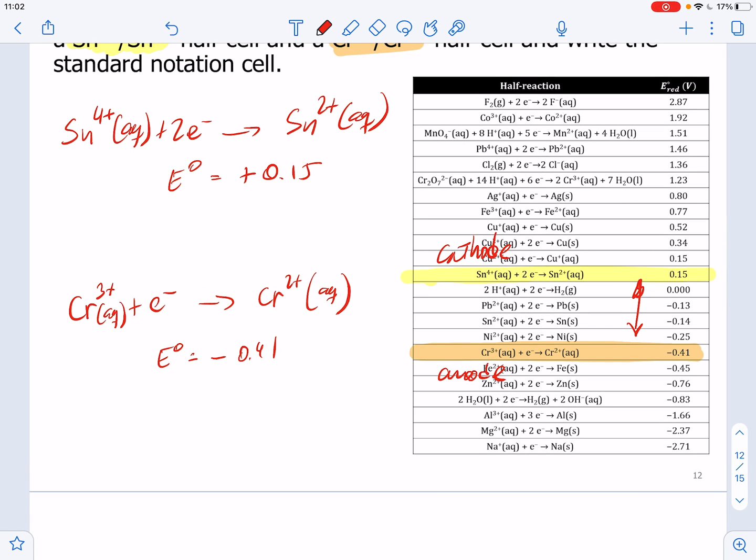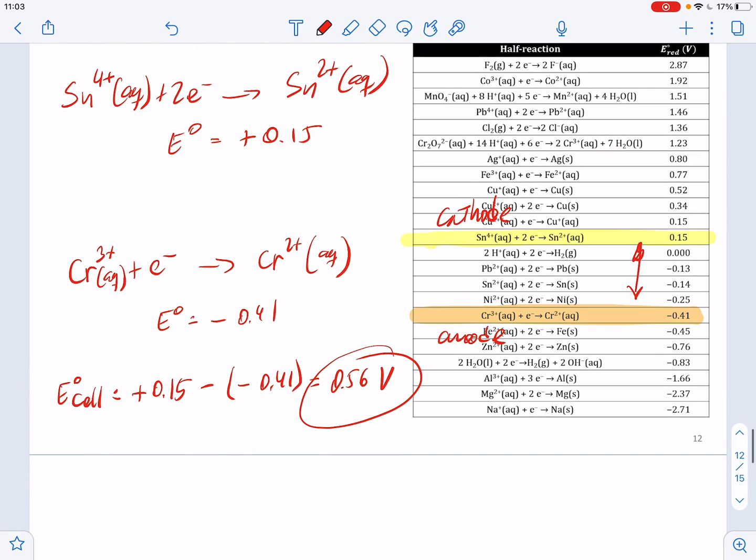Okay, based on this, the potential for the cell is equal to the more positive, which is plus 0.15, minus the less positive or the more negative, which is minus 0.41, and this is equal to 0.56 volts.